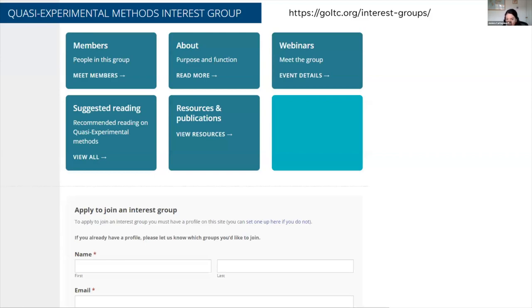If you want to join the interest group, just go to the website that Adelina mentioned before, the Global Observatory on Care, look for the quasi-experimental interest group, and then you complete a very short form, just your contact details, and you will be able to join. And as Adelina said, you can create a little profile of yourself as well if you want.